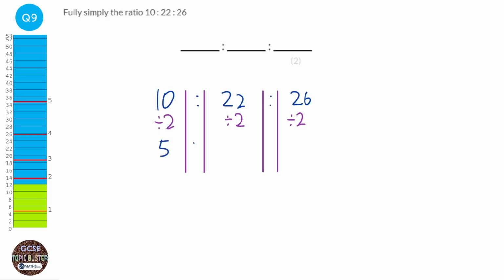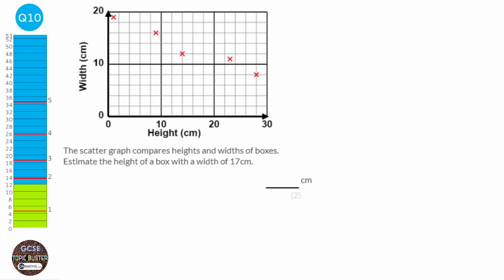So that would be 5 to 11 to 13. So the answer is 5 to 11 to 13.